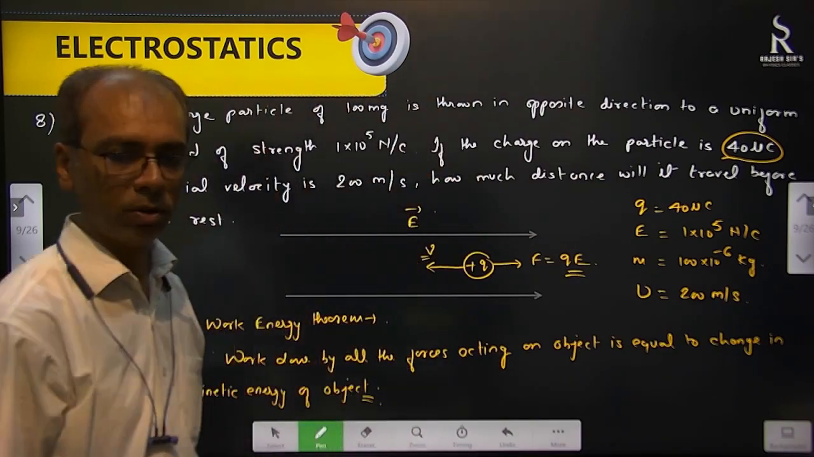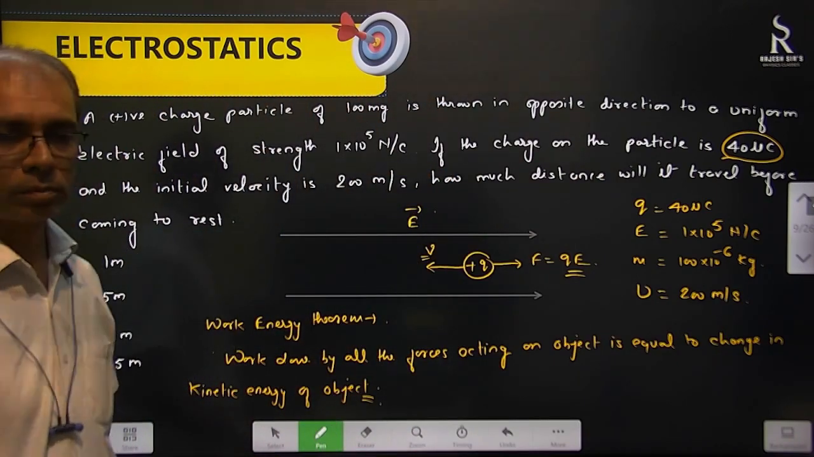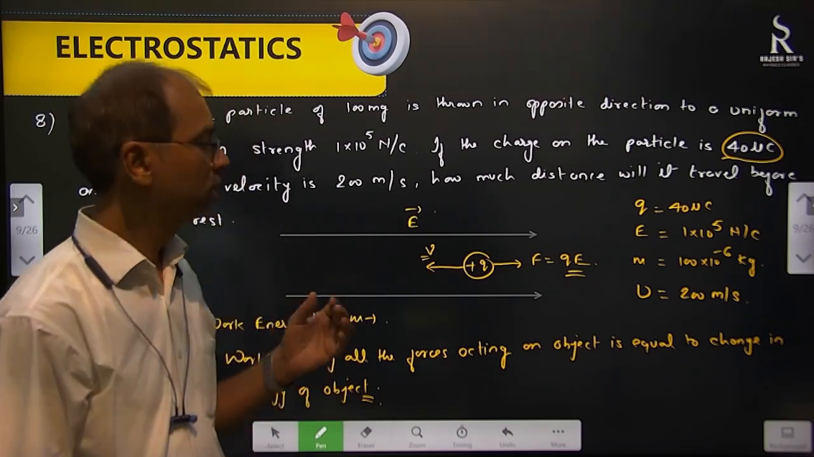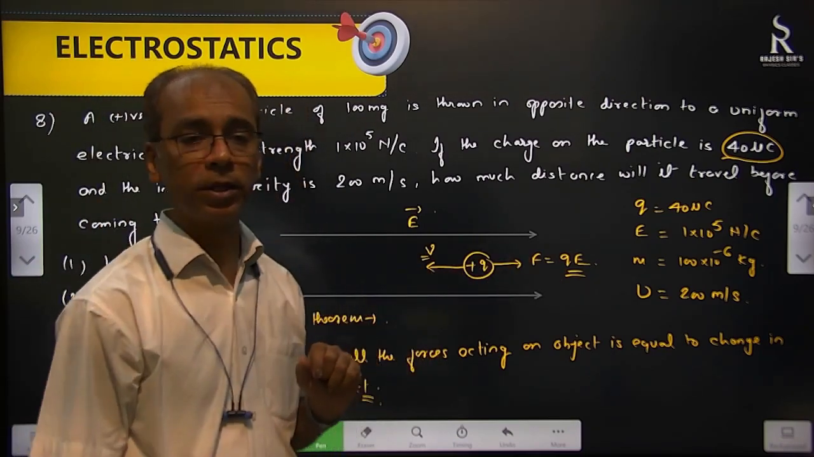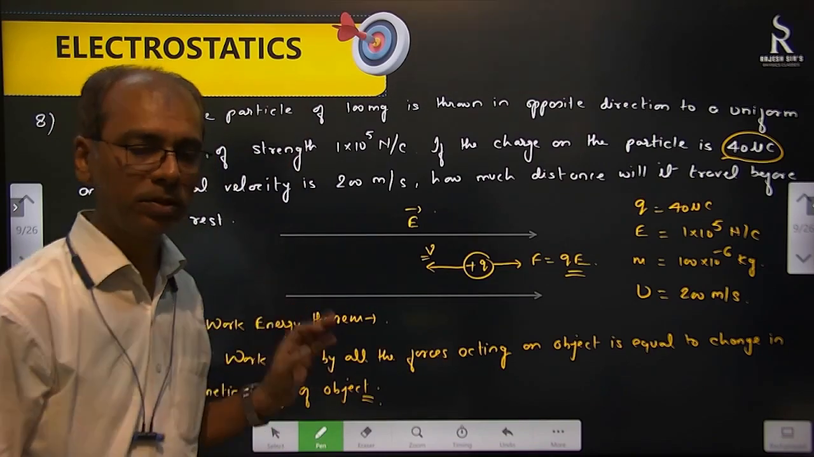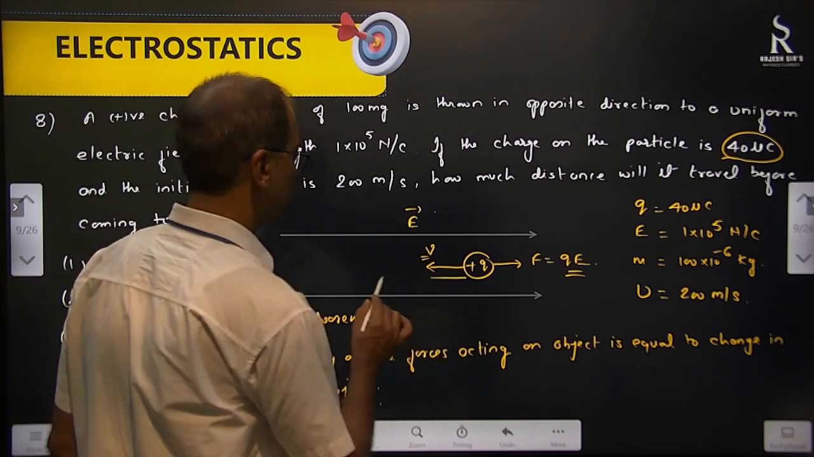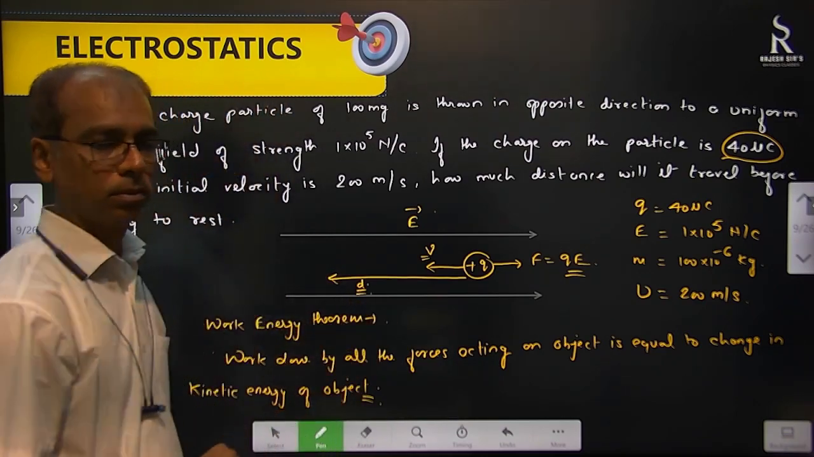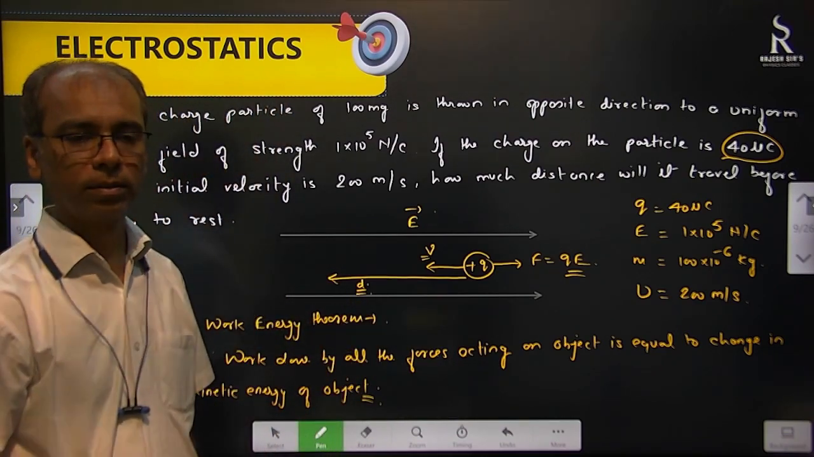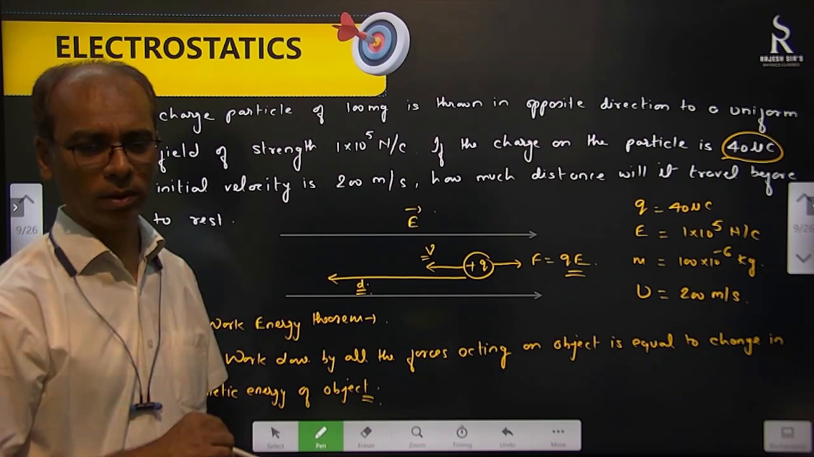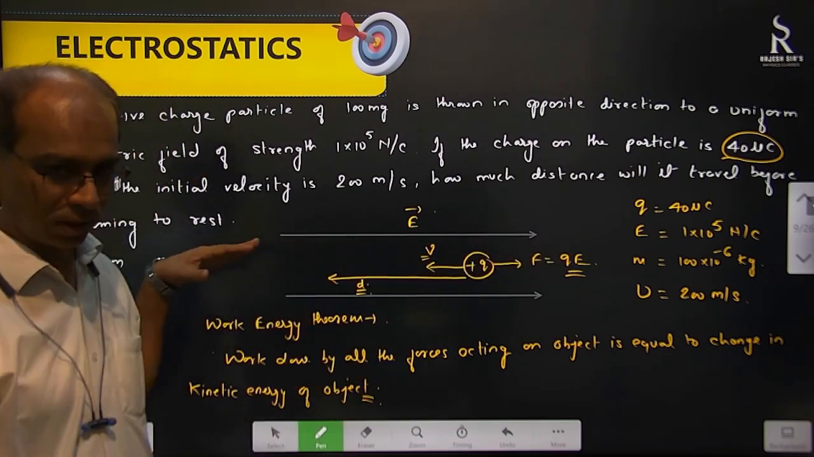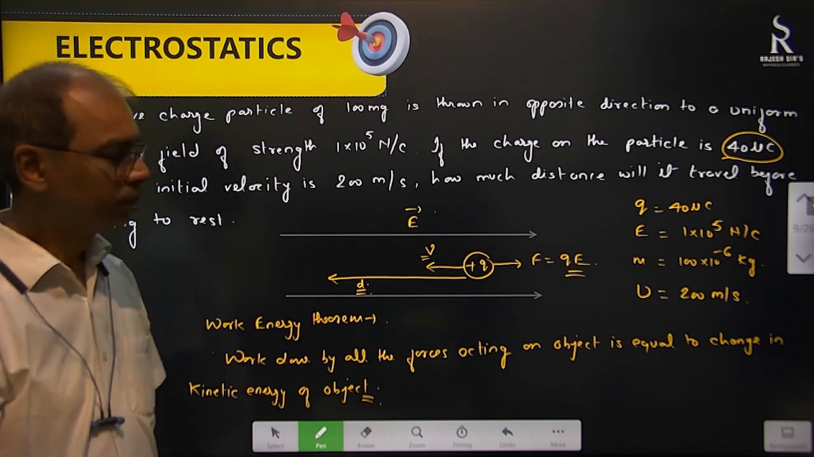Right, so shall we do? What is the work done? Work done is force into displacement. How much is the force? QE. And displacement? We don't know how much is the displacement. That's what we are finding. So let's say D. Correct? Positive work done or negative work done? Negative work done, because force is acting in this direction and displacement is in this direction.